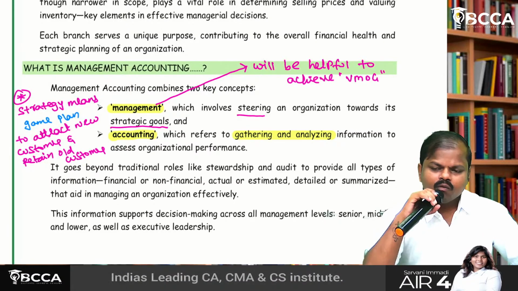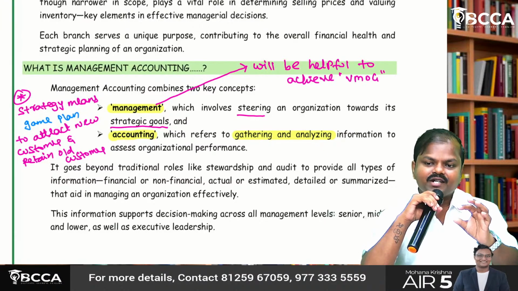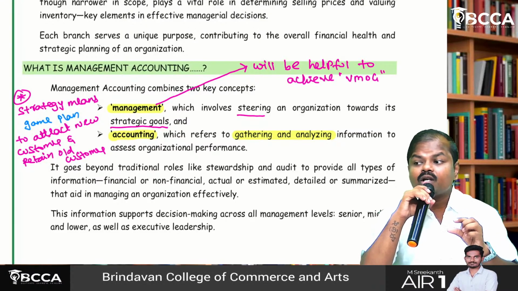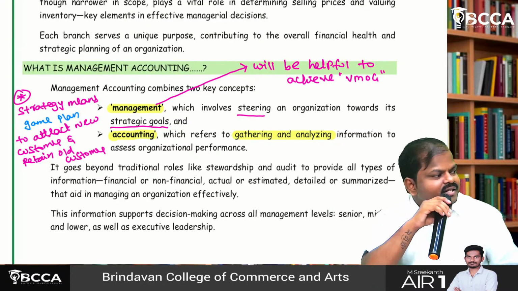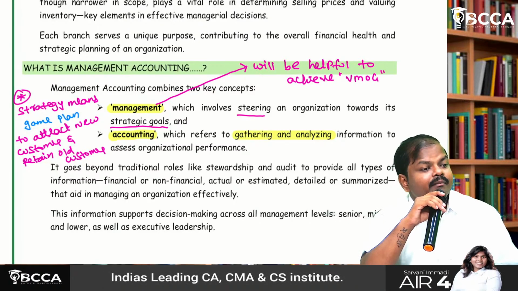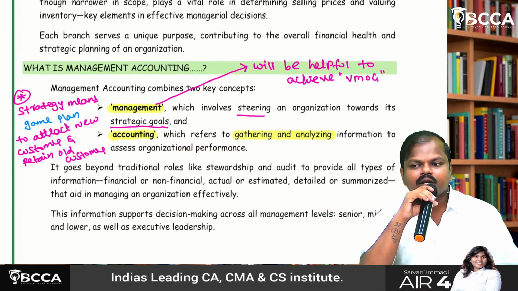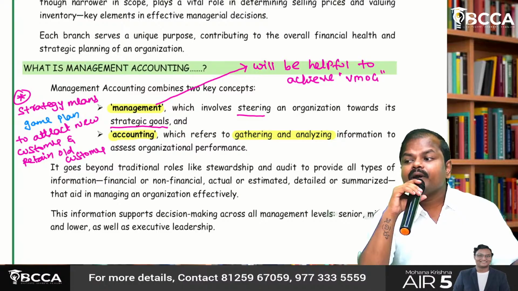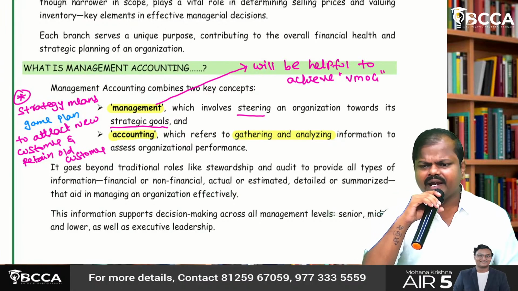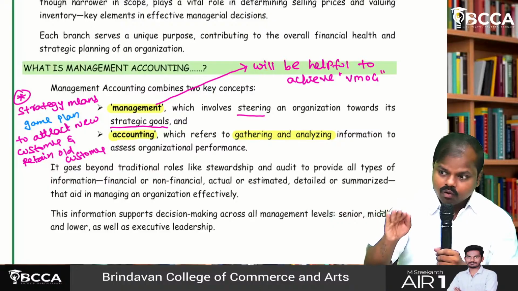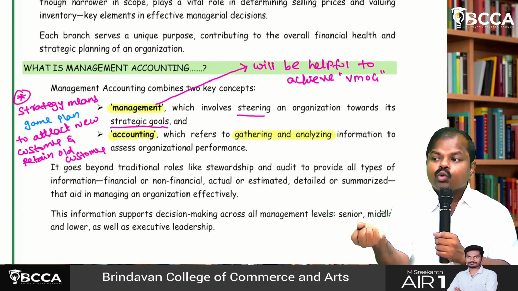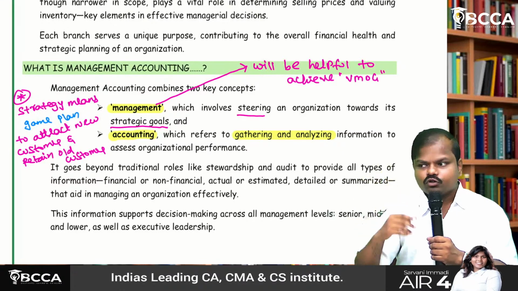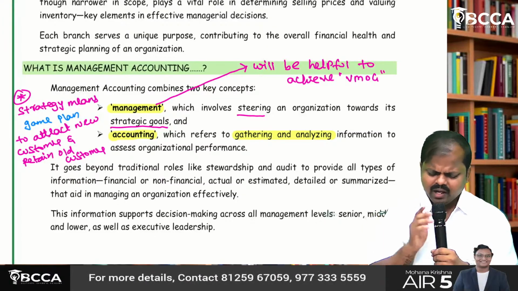So now tell me, what is management? To draw an appropriate strategy to achieve the strategic goal. Whether such a strategic goal can be achieved or not can be measured through accounting. Both words together are called management accounting. It means the management accountant has the objective to draw a strategy and check whether such a strategy has worked out or not. Both things we have to report.